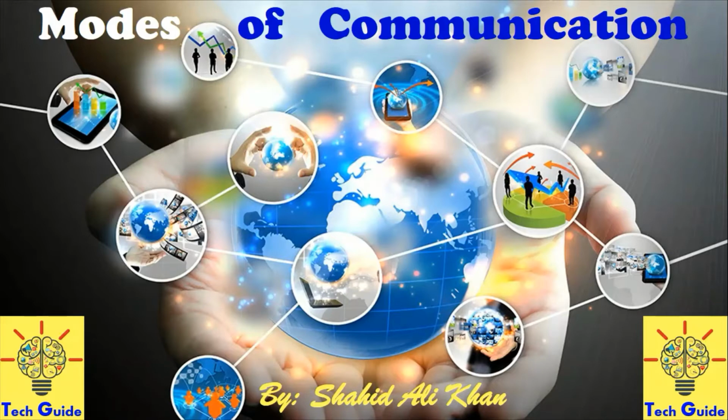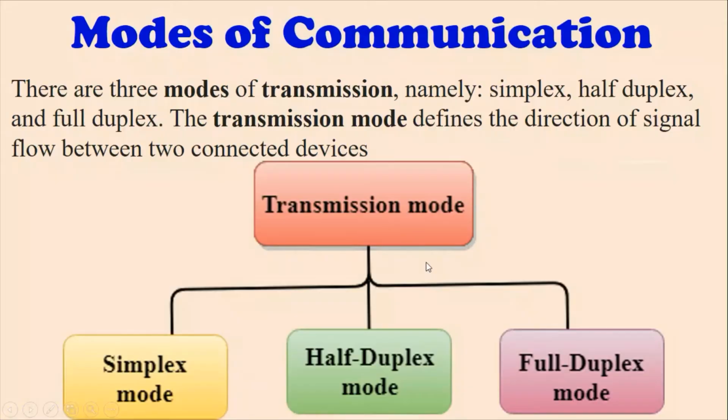Let's see step by step what those modes of communication are. There are three modes of communication, namely simplex, half duplex, and full duplex. The transmission modes define the direction of signal flow between two connected devices.